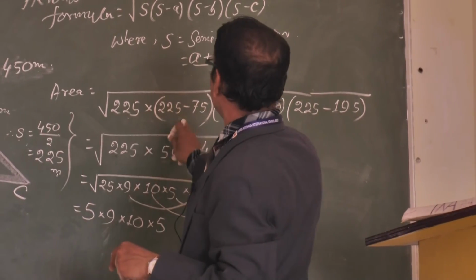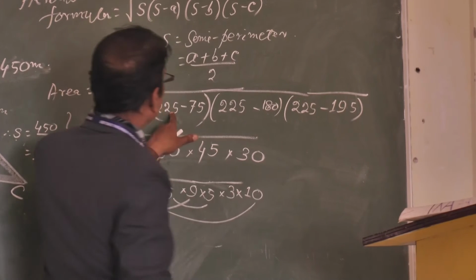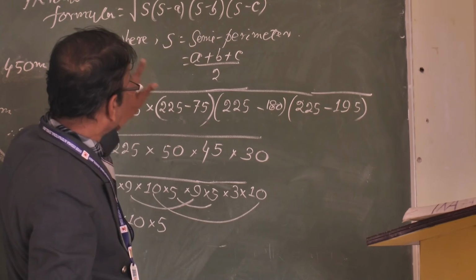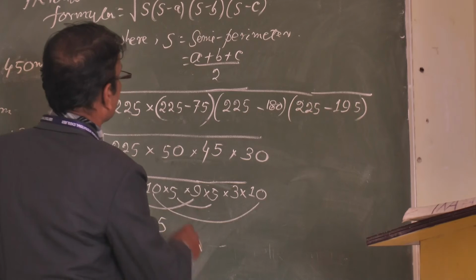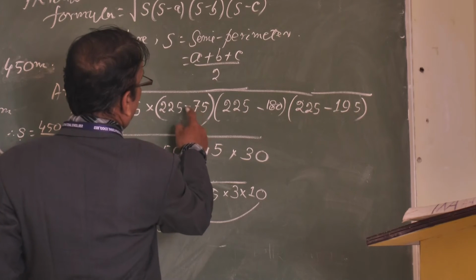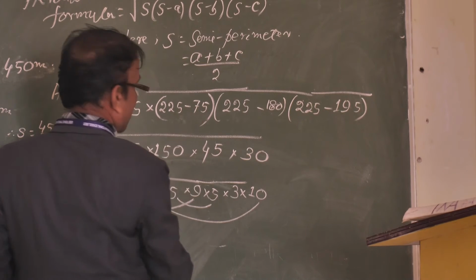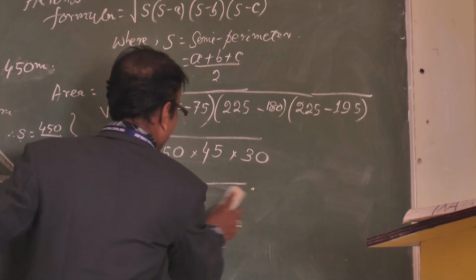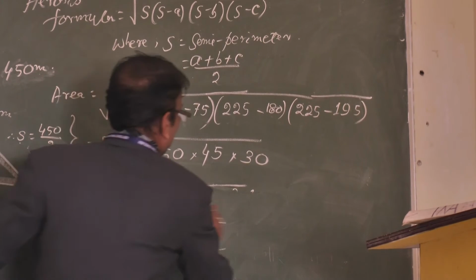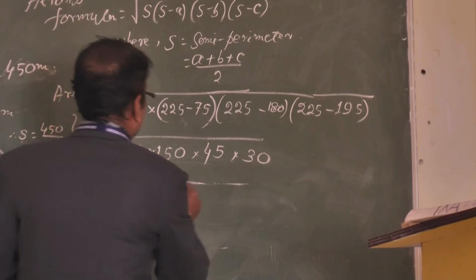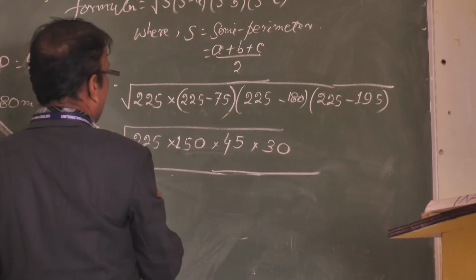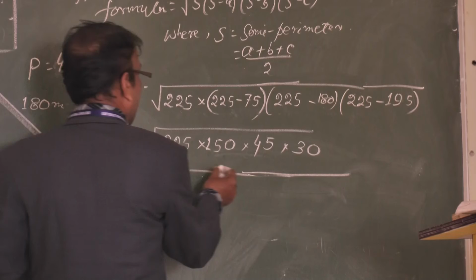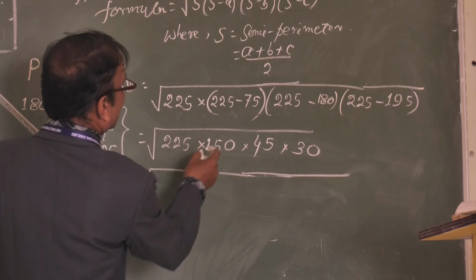This minus is 175, it's correct or not? 220. Here I did the wrong. Here it will be 150. Whatever I am writing, if I am wrong, you should say no, so that I find where I did it wrong. So here it is 150.